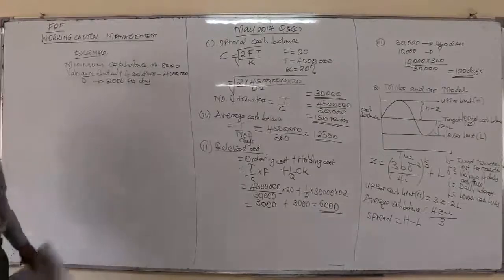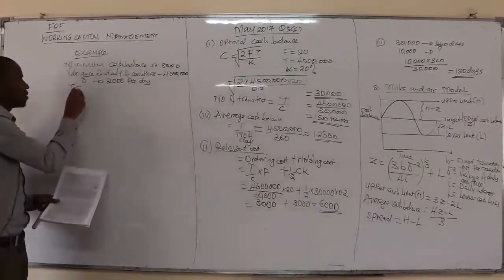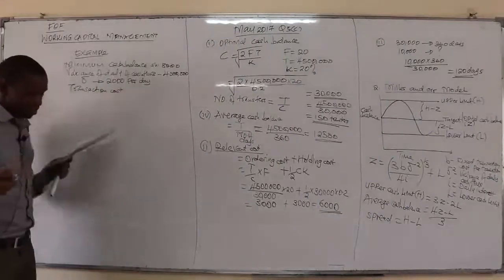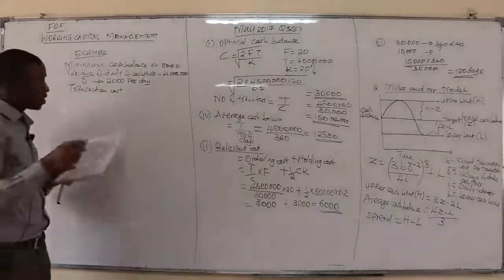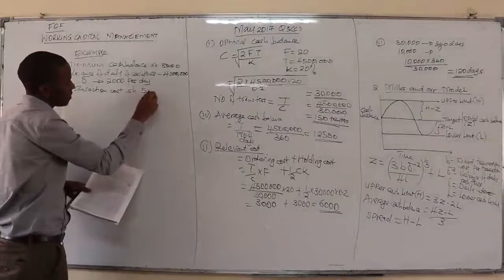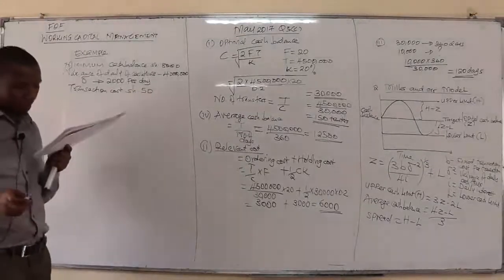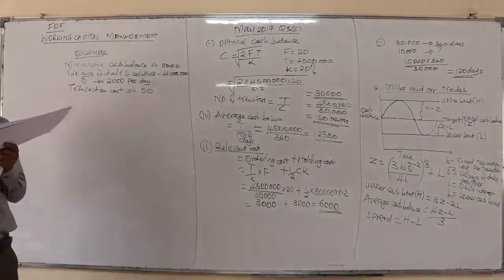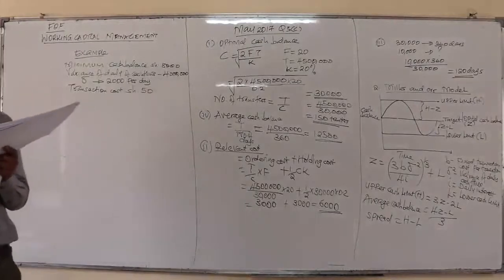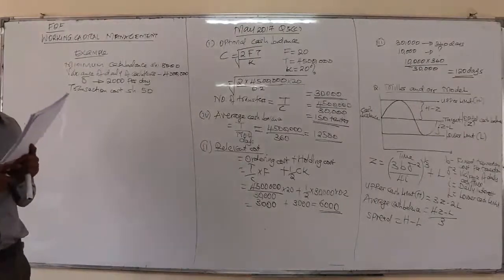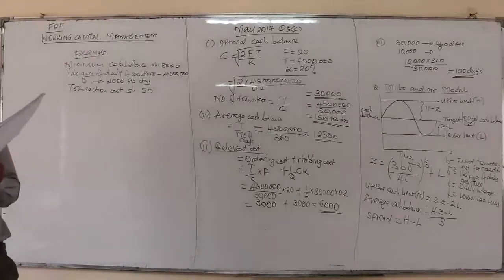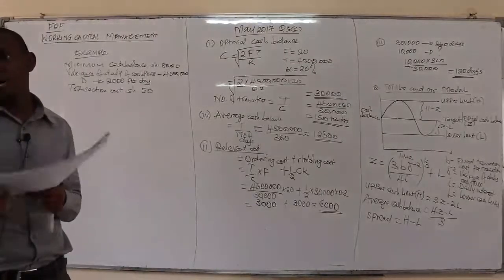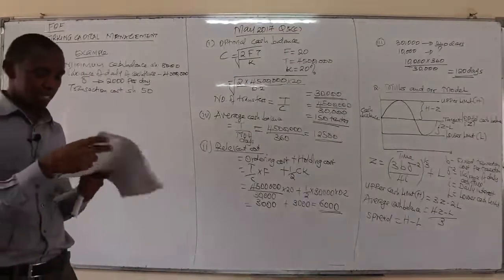Also add the transaction cost per transaction is shillings 50. The interest rate per annum is 10%.